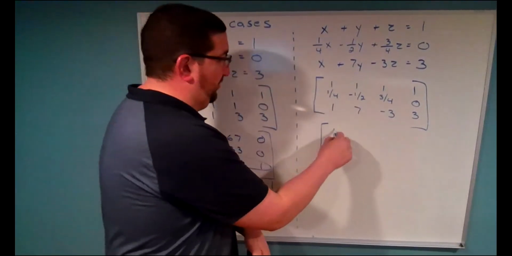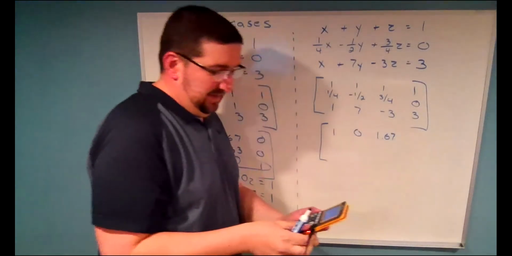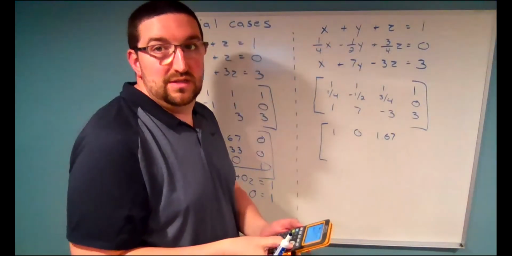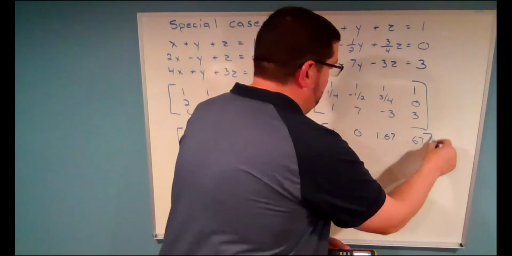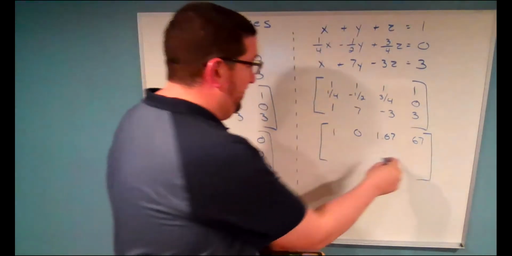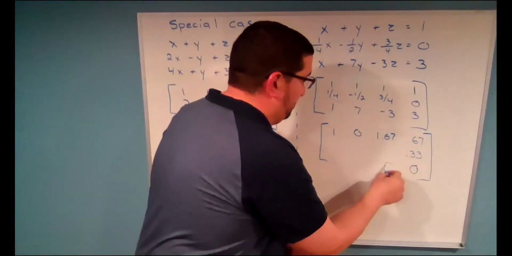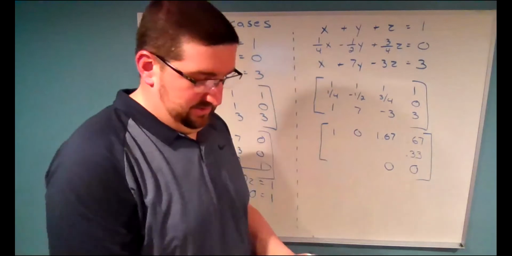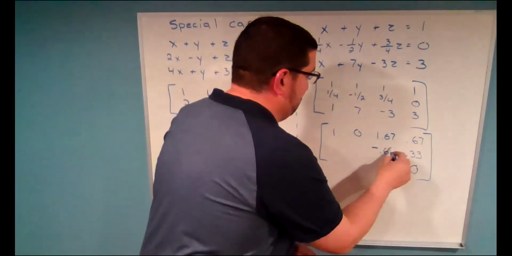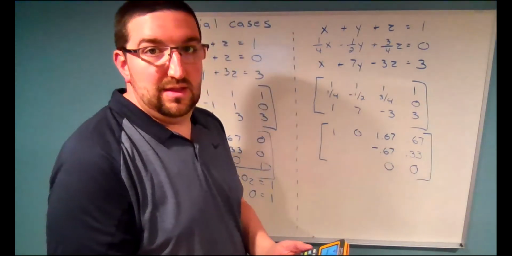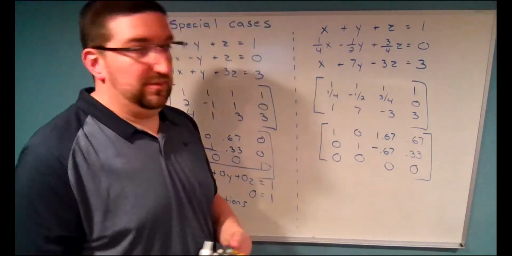The messy matrix is 1, 0, 1.67, and 0.67. Our next one, I have this up on the screen, so I'm just going to put it there: 0.33, 0, 0, -0.67, 1, 0, and 0.